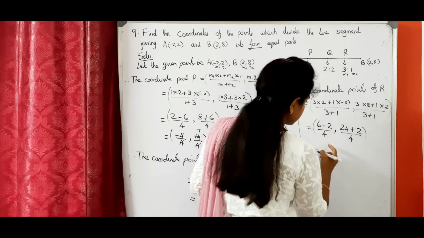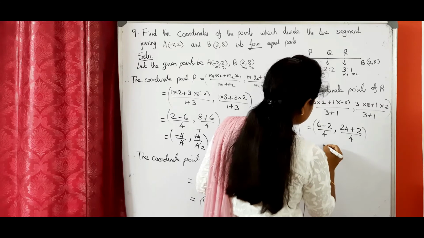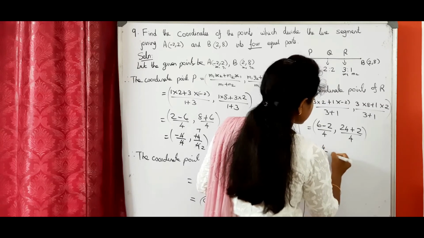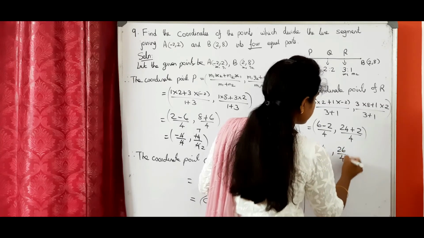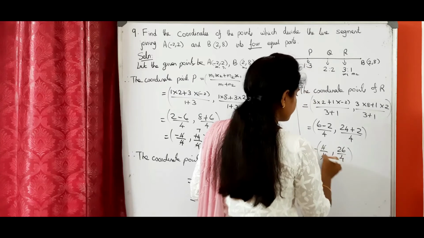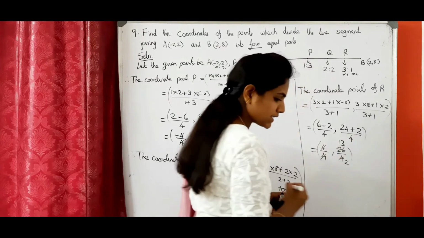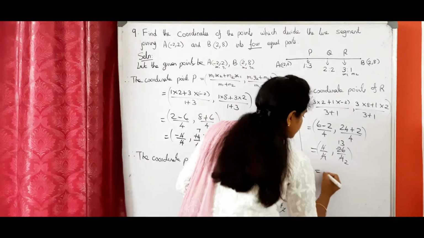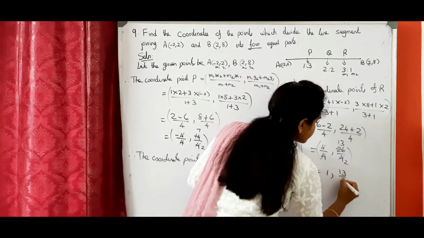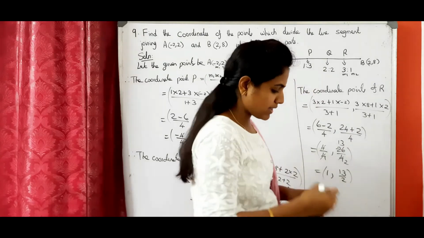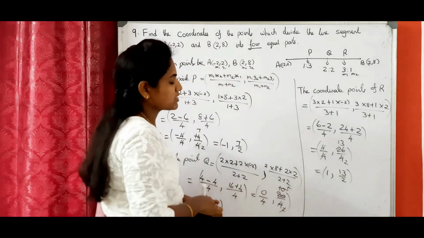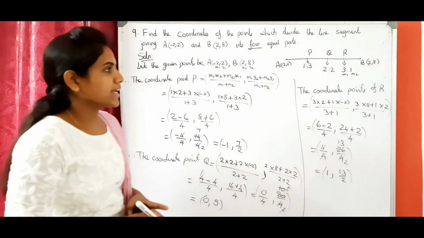Equal to 4 divided by 4 comma 26 divided by 4. Here we cancel, we get 1. Here 2, here 13, so 13 by 2. Therefore 1 comma 13 by 2. The coordinate points of R is 1 comma 13 by 2.